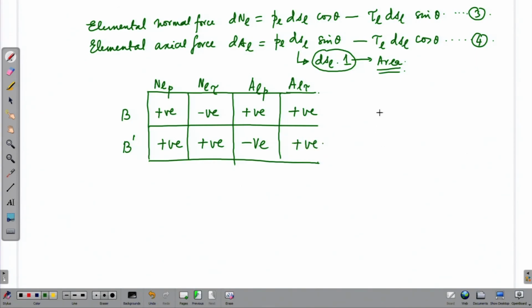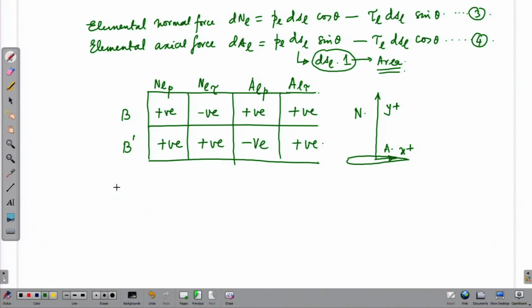Note that the normal force, when we look at it, is pointing towards the positive y direction. That is the direction of the normal force. The axial force is pointing towards the positive x direction. That is how we are looking at positive values of normal and axial forces.